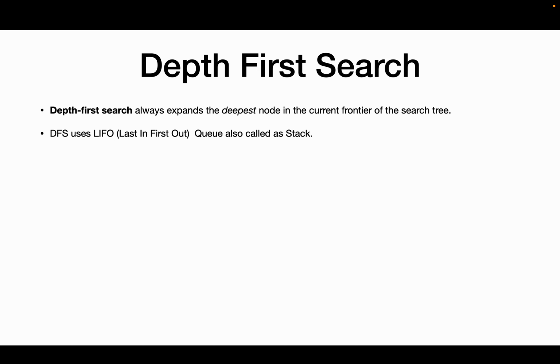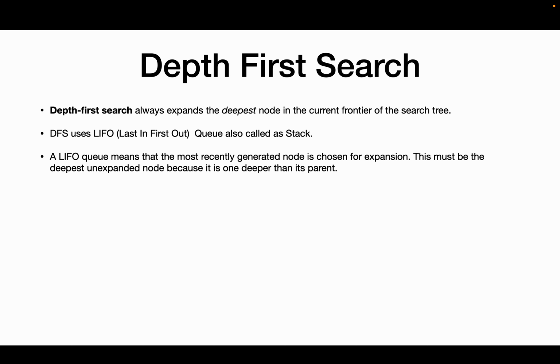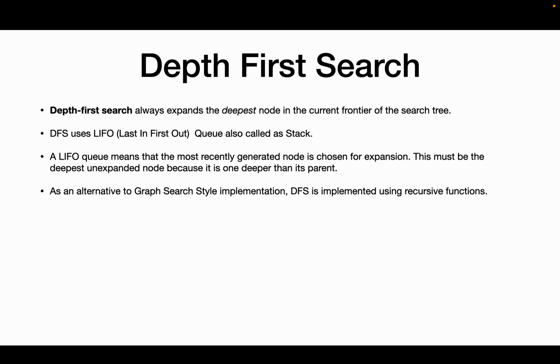So in DFS, the implementation involves a LIFO data structure, which means last in first out, which can also be called a stack. In a LIFO queue, we always pop the recent node and we try to expand that node. Whereas in breadth first search, we were doing FIFO, which is first in first out. Whereas in depth first search, we pop the last item which has been sent into the frontier.